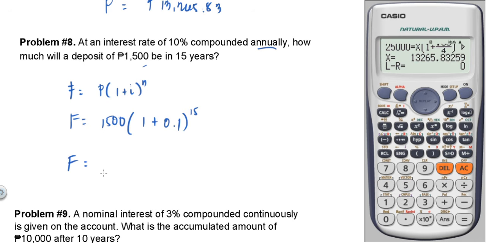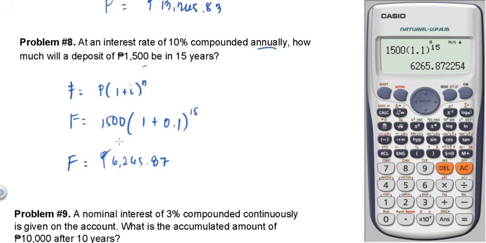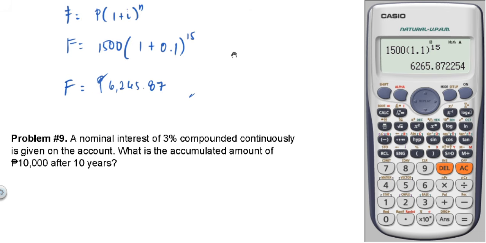So F is equal to, okay, so 1.5 times 1.1 raised to 15 equals 6265.87. Ayun, madali lang talaga siya, no? Okay, so number 9.